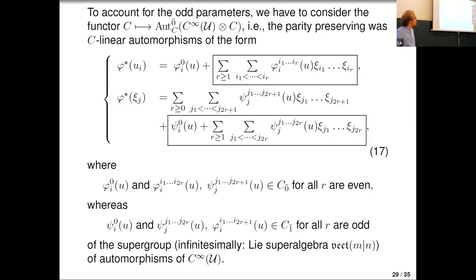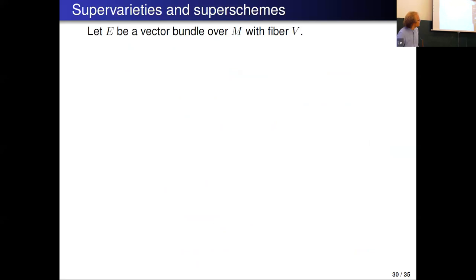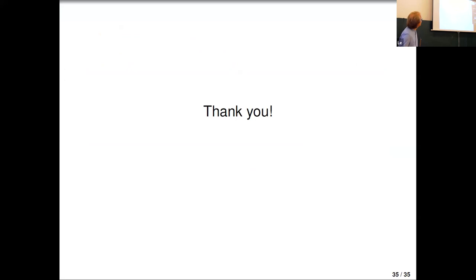Because you want to work in positive characteristic, you should speak about some varieties. For the definition of the superscheme, I will refer to the latest paper from the seventies or something. I will stop here, I guess. Thank you.